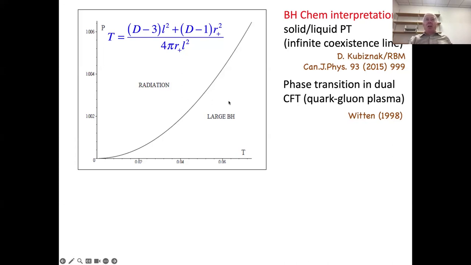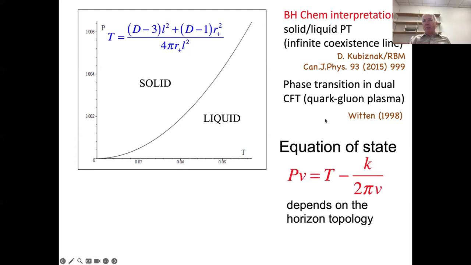And it sounds a bit counterintuitive. The large black hole is more like a liquid. It has higher entropy. The radiation has lower entropy once you've crossed the Hawking-Page temperature, and therefore it is more solid-like. This phase transition in the context of the AdS-CFT correspondence, which I'll say more about later, was pointed out by Witten to perhaps be dual to the transition between bound quarks and the quark gluon plasma state.